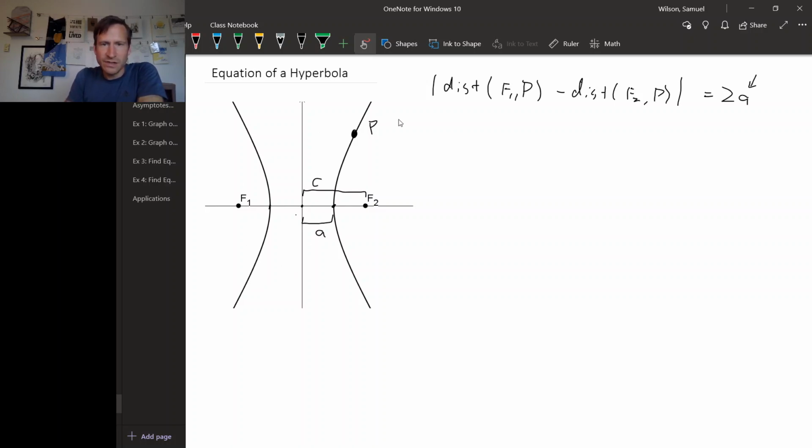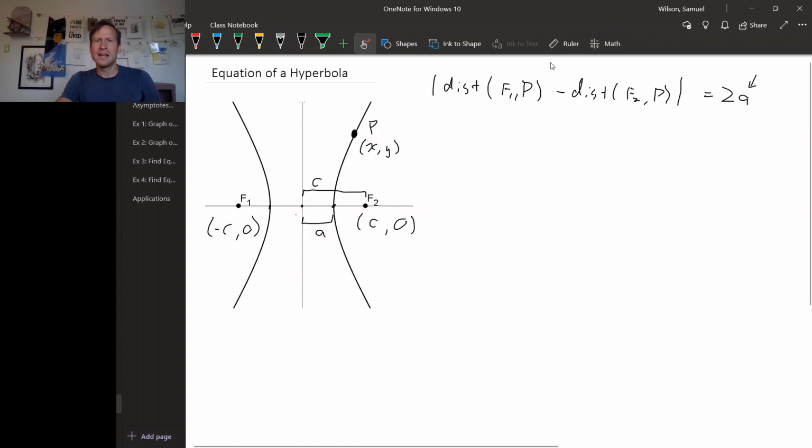So using this setup, we can write down the coordinates of these points. P is our variable point, so we're going to call that x comma y. And then the foci, well, F2 here is on the x-axis, so its y-coordinate is 0. And it's c units to the right of the origin, so its x-coordinate is plus c. And then for F1, of course, it's the same, except it's to the left of the origin, so its x-coordinate is minus c.